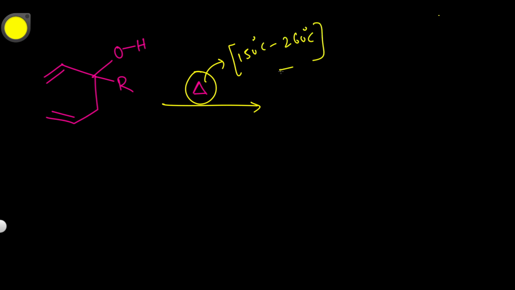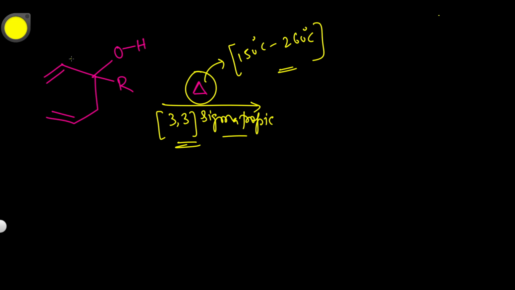Okay, so we are taking heat here. Heat means the range is 150 degrees Celsius to 260 degrees Celsius. As you all know, the mechanism here is a 3-3 sigmatropic rearrangement. Okay, 3-3 sigmatropic, right? 3-3 sigmatropic is the mechanism we follow here.